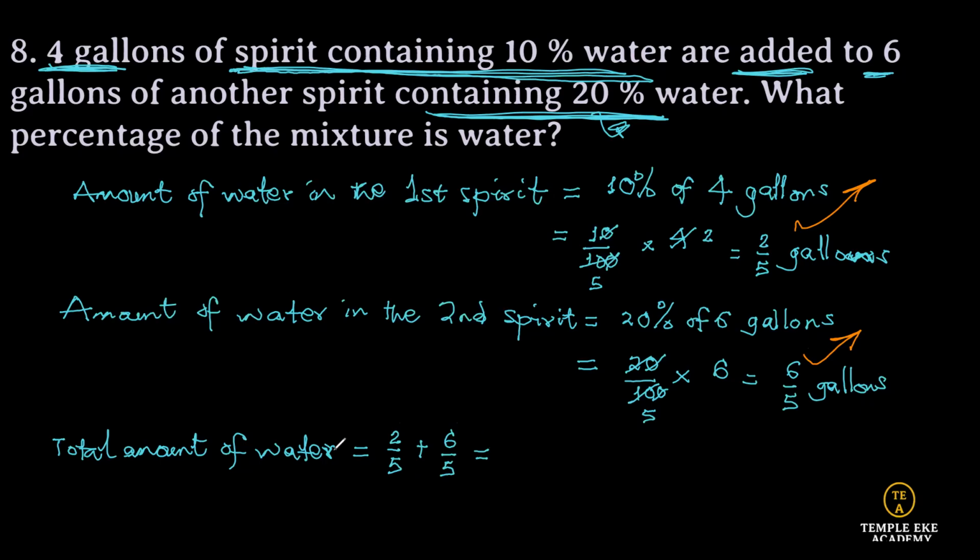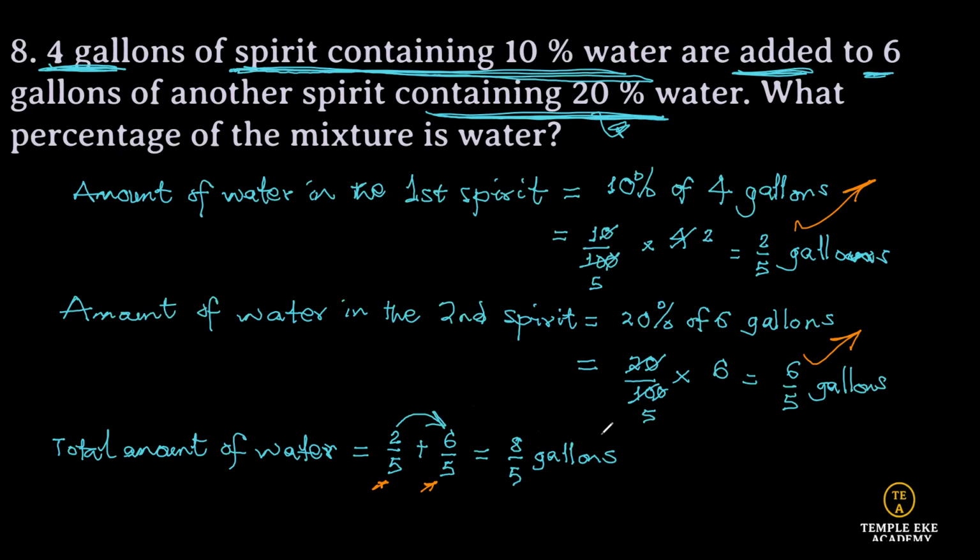I highlighted this when the denominators are the same. Look at that 5 and look at that 5. You can take advantage of that and reduce the volume of work to be done. So this is simply add up the numerators, 2 plus 6, and that gives us 8, divided by the common denominator, which is 5. 8/5 gallons. That's right. Very simple. 8/5 gallons. This is the total amount of water.